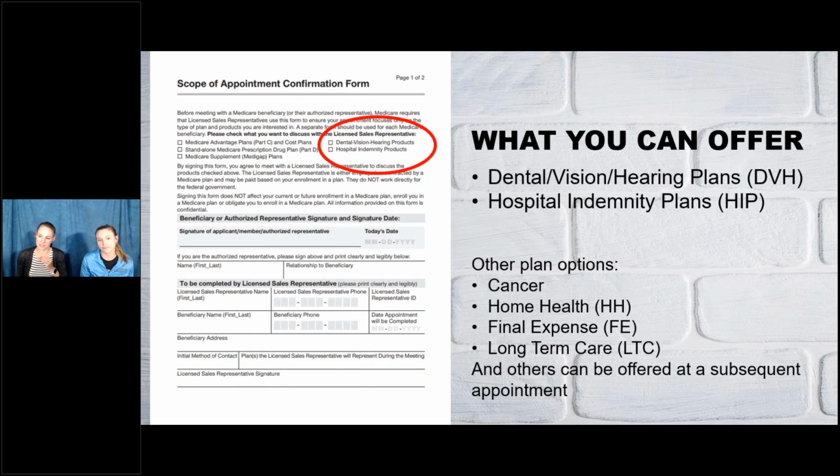Mike has talked about this, and I tend to agree with him that I don't want to be the person that the carrier or CMS makes the example of. So we follow the guidelines, we're always going to err on the side of compliance. If it's not on the scope of appointment, don't talk about it.